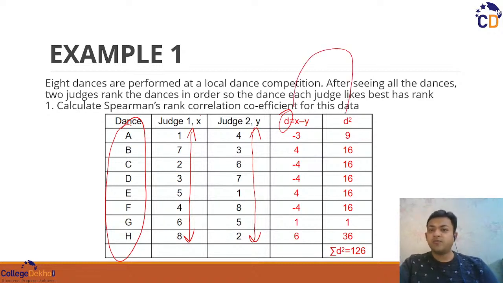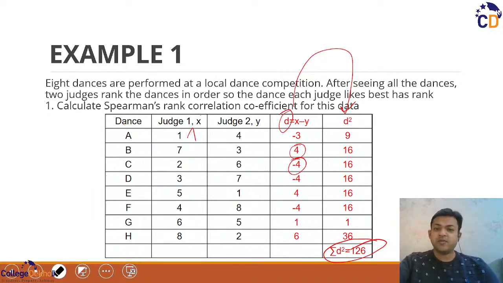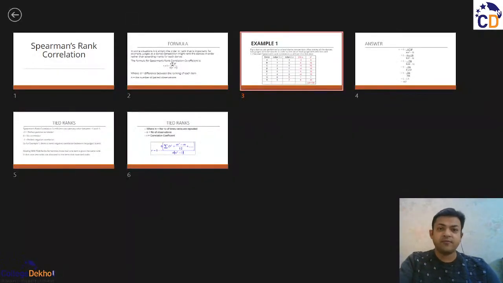Once we find the value of d, we can quickly find d square, which is simply negative 3 to the power 2, 4 to the power 2, negative 4 to the power 2, and so on. As soon as we get the value of d square, we can quickly find the summation of d square, which comes out to be 126. At this stage, we need to remember the numerical value of summation d square and the number of paired observations that we have used so far.